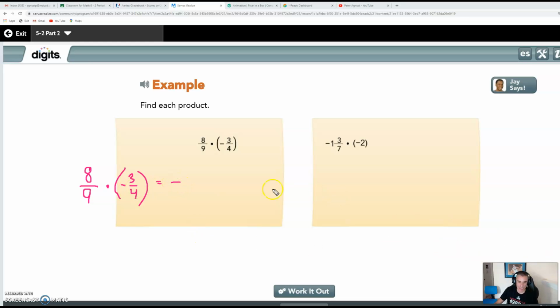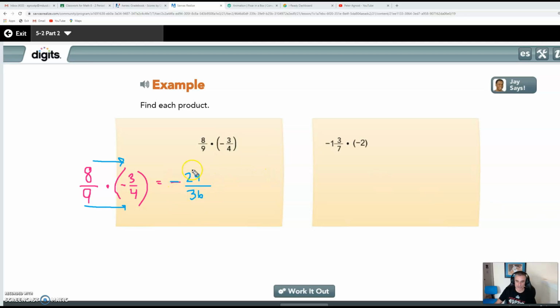And then you just multiply straight across. Numerator times numerator, 8 times 3 is 24. So 24 goes on top. And 9 times 4 is 36. Okay, this is the correct answer, negative 24 over 36. But if you type this into Delta Math, it's going to say you have the correct answer, but it's in the wrong form. It's not simplified. So we have to make sure we simplify our fractions.